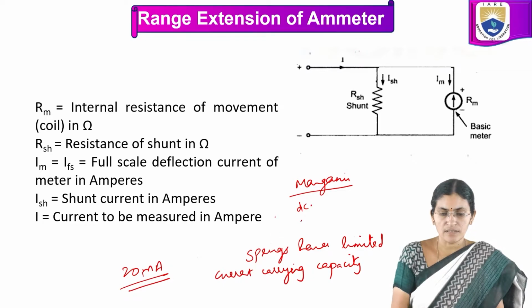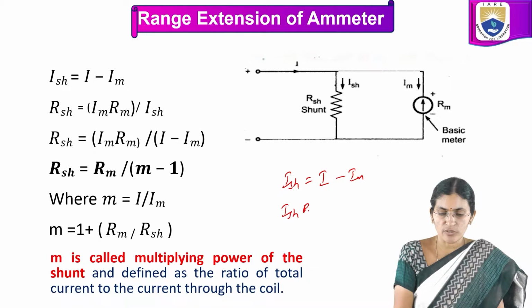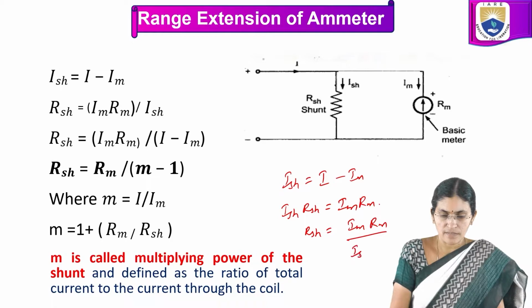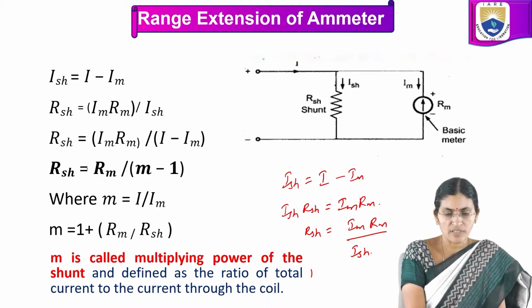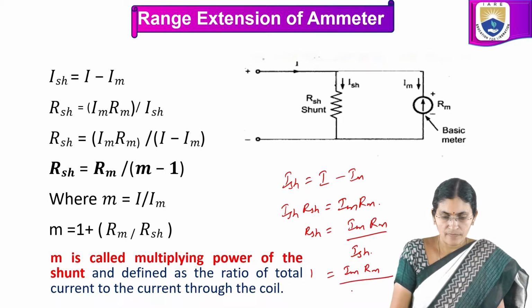So let us derive the equation. From this diagram we can say that the shunt current can be written in terms of I and the meter current: ISH is equal to I minus Im. So we have this relation ISH into RSH is equal to Im into Rm. From this we can write RSH is equal to Im into Rm by ISH, that is, RSH is equal to Im Rm divided by (I minus Im).